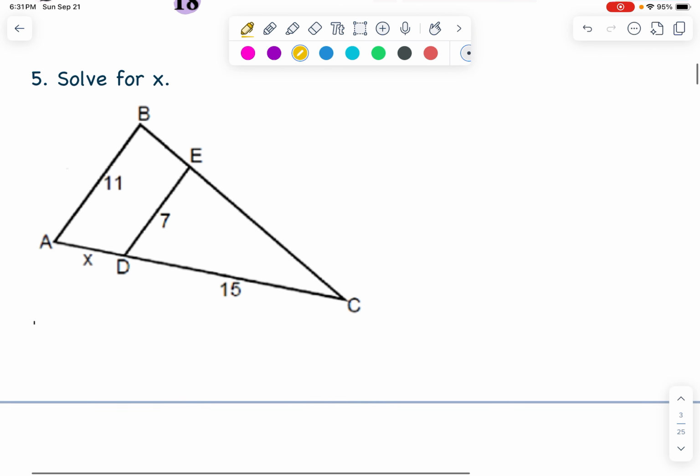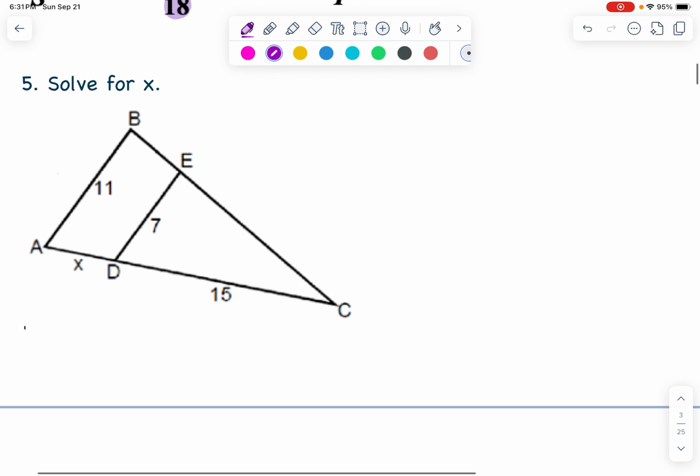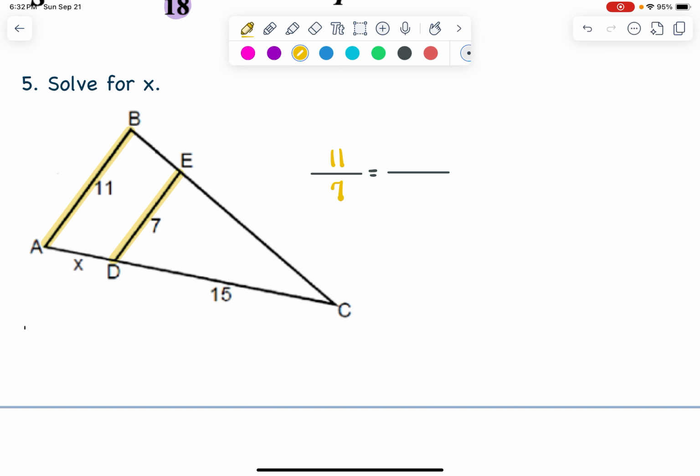All right, stepping it up just a notch here on these last couple. All right, so notice once again, the big problem is we have, I'm going to highlight my sides here. So we have 11, and he clearly corresponds to the 7, right? So that is not the issue. Let me go ahead and start setting up my proportion here. There we go. All right, so I know the 11 corresponds to the 7.